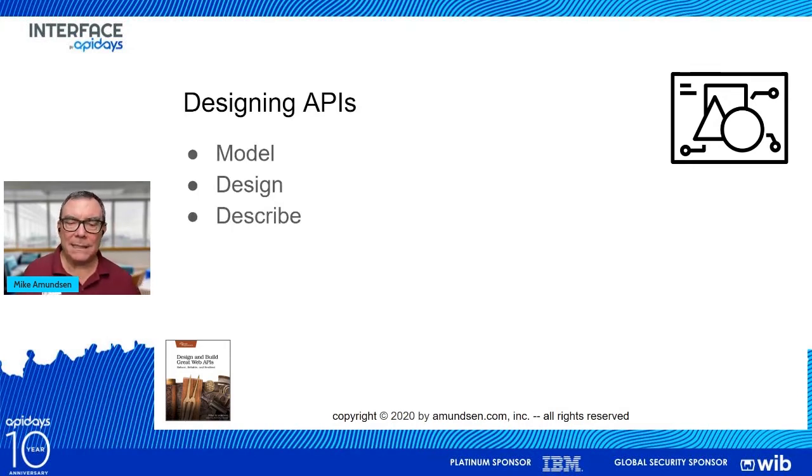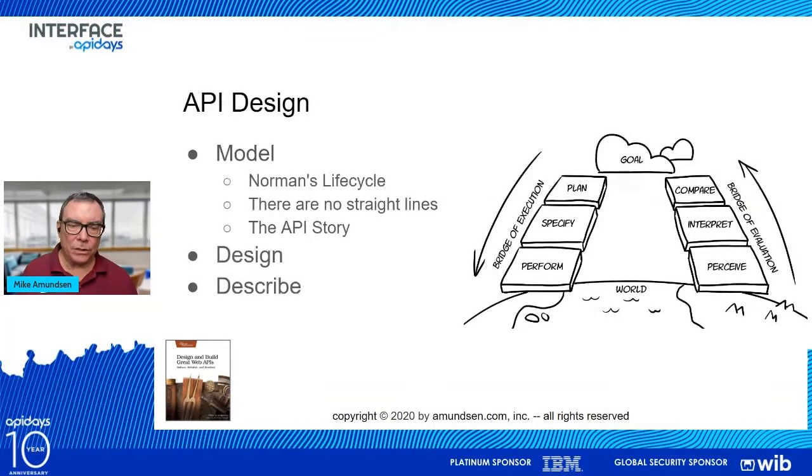So I talk about designing APIs in 3 steps: creating the model, designing the API that matches that model, and then describing it in a machine readable way that other people can use. So when you're thinking about modeling an API, what you're really doing is modeling how people interact in the universe. You may be modeling the onboarding of a customer or the checkout of a shopping cart. You may be modeling writing a blog, but there are interactions involved.